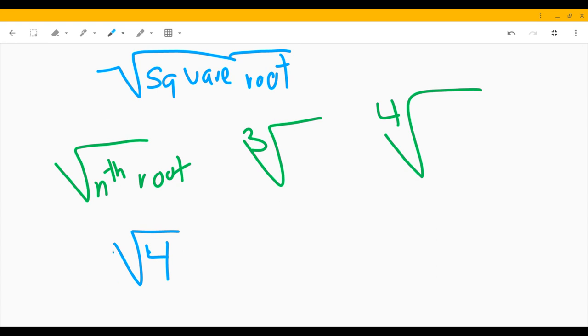So basically, if you see this symbol, we think square root: what number multiplied by itself gives us 4? Well, I know that 2 times 2 is equal to 4. So the square root of 4 is going to equal 2.